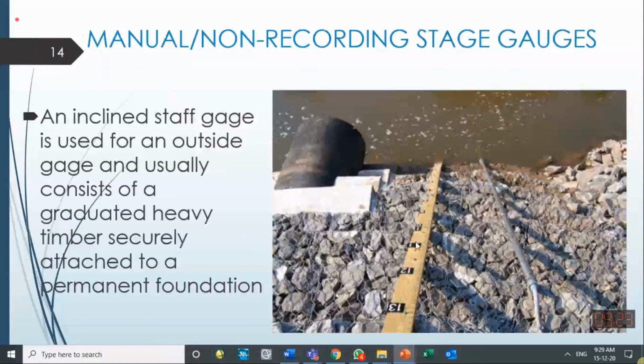So you should feel the difference. If it were vertical, then 1 foot would be representing 1 foot. But a 1 foot vertical variation over here should be longer over here because the inclined distance is longer. So that should be kept in mind if you are going to install an inclined gauge; you should take care of it.